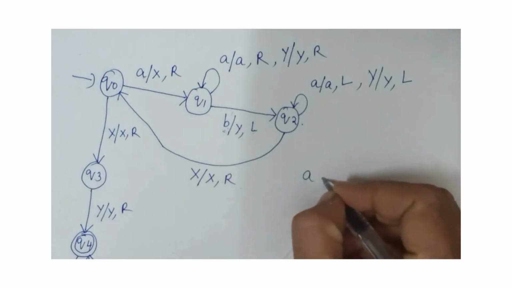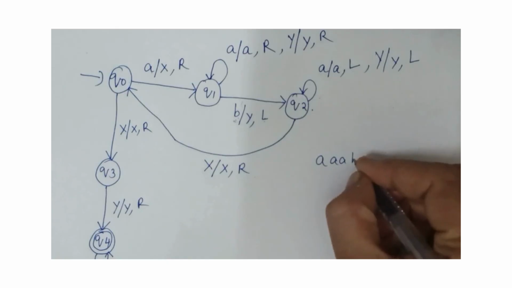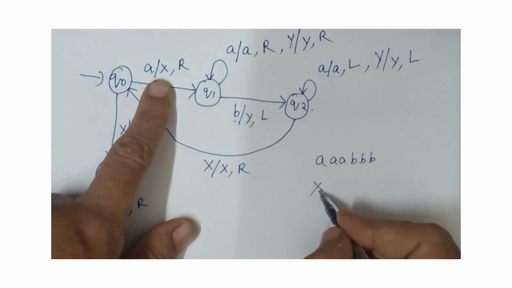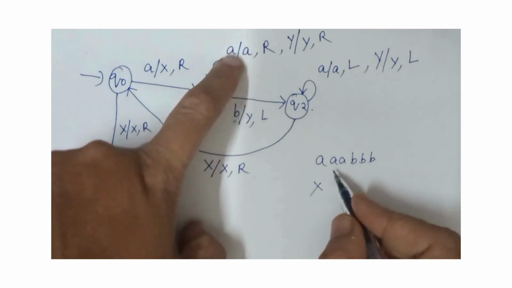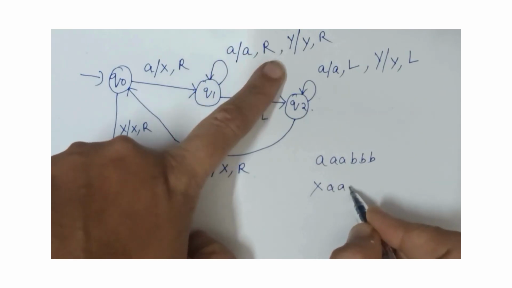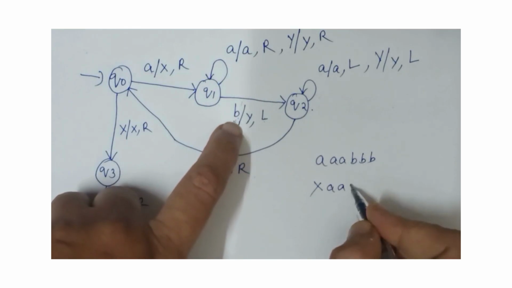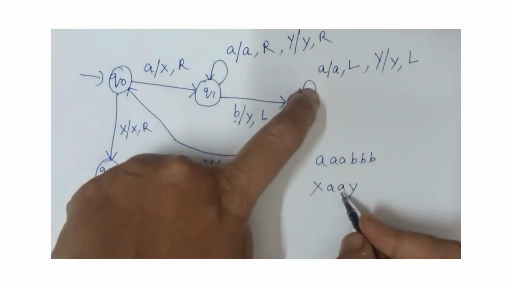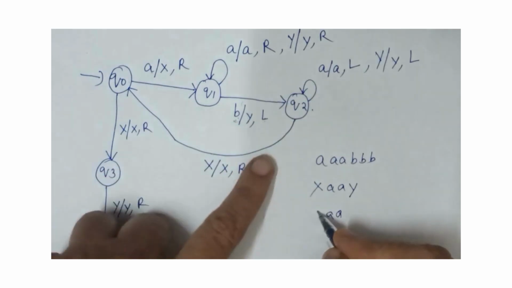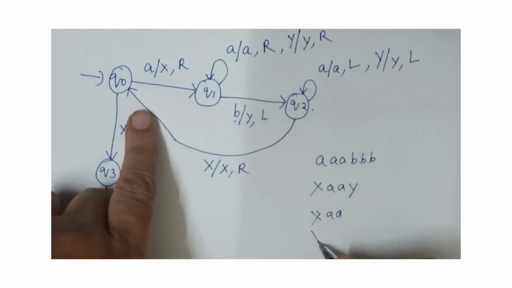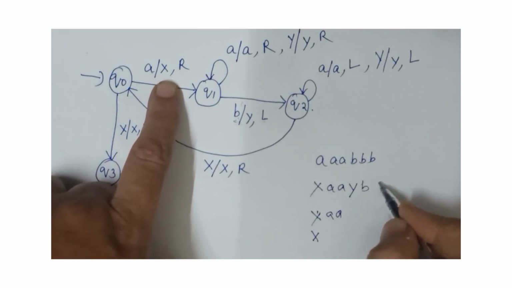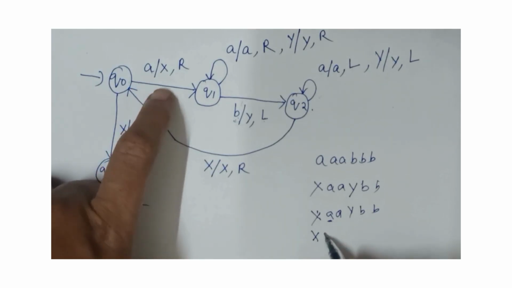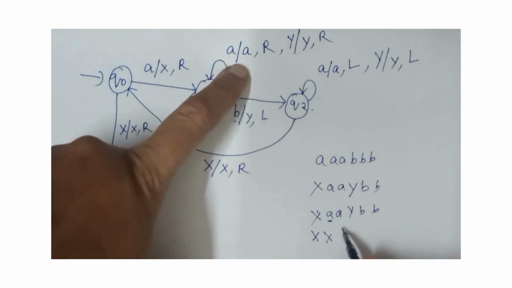So if I have A and B, A is replaced with X and moving to right. Any number of A's, read A, write A and move to right. Once I get B, replace B with Y and move to left. Moving left, I get A's, read A, write A. Once I get X, replace X with X and move to right. Don't worry about these things. Now I am again going for the second A. Replace A with X. All A's will be read and written.